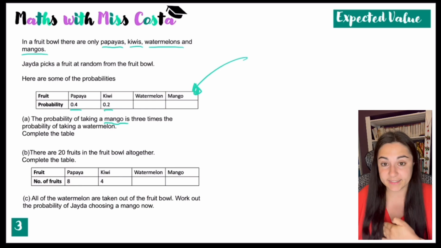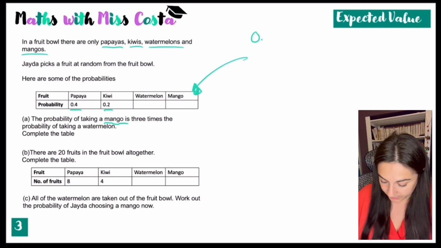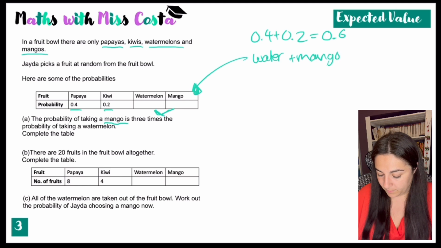Okay, so the most important thing I need to know about probability when I'm working with decimal form is that it must add to make 1. So 0.4 plus 0.2 gives me 0.6, which means these two values here must add to make 0.4. So watermelon and mango must add to make a probability of 0.4.